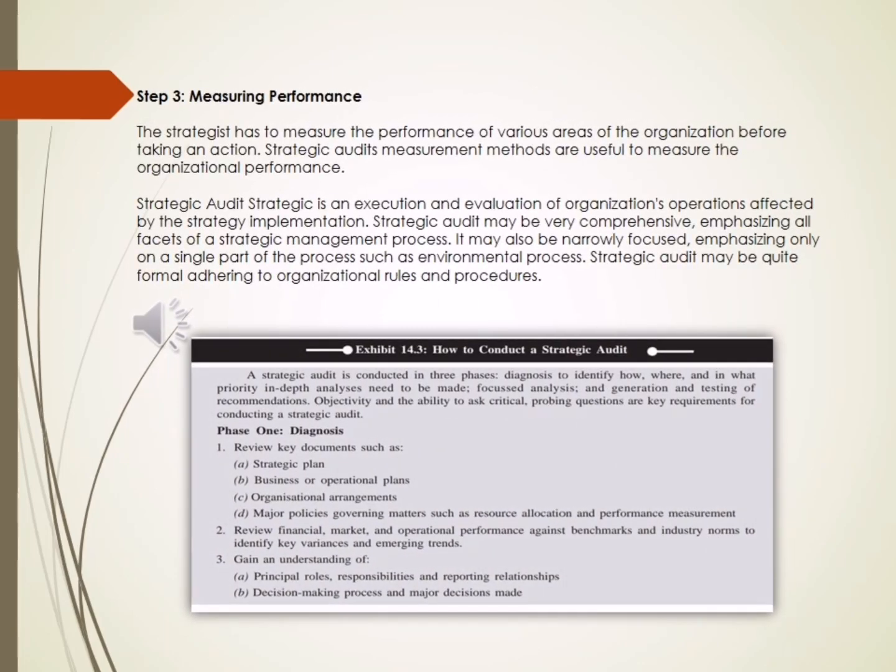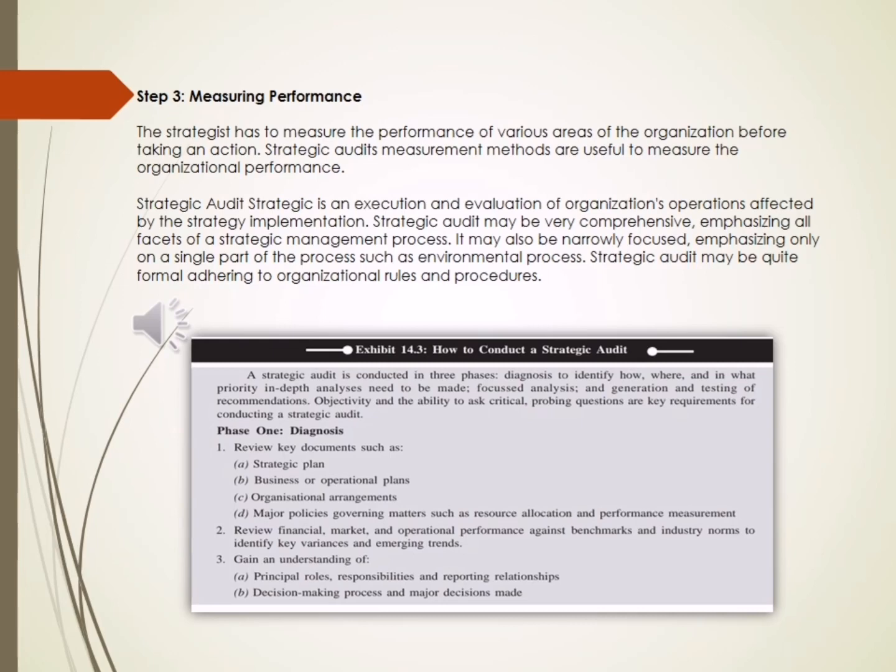Step 3. Measuring performance. The strategist has to measure the performance of various areas of the organization before taking an action. Strategic audit measurement methods are useful to measure the organizational performance. Strategic audit is an examination and evaluation of organization operations affected by the strategy implementation. It is very comprehensive, emphasizing all the facets of the strategic management process. It may also be narrowly focused, emphasizing only a single part of the process, such as the environmental process.